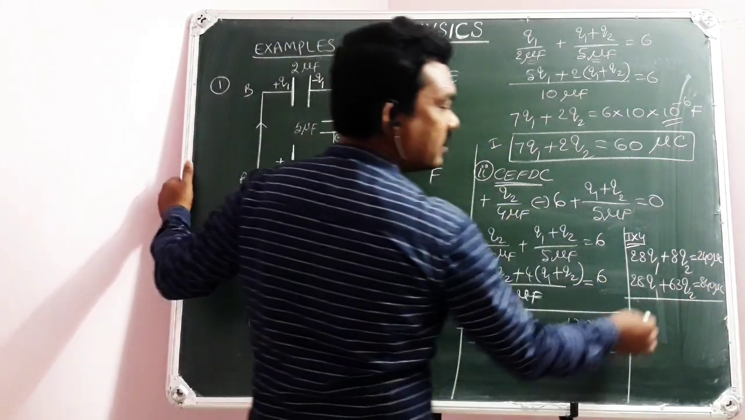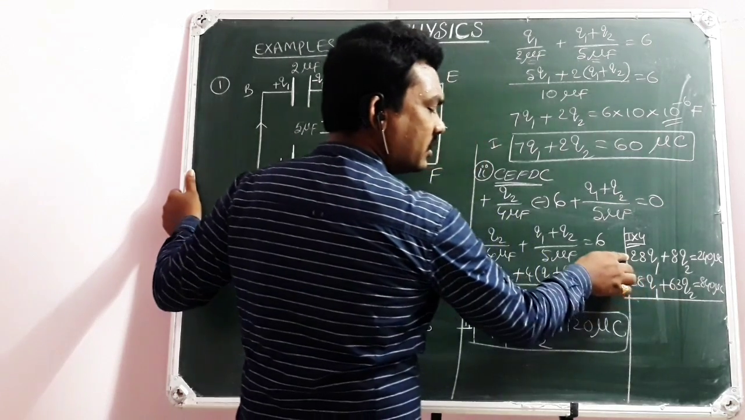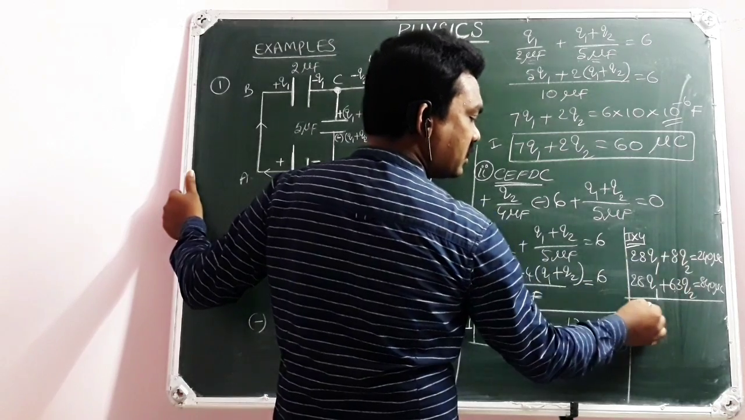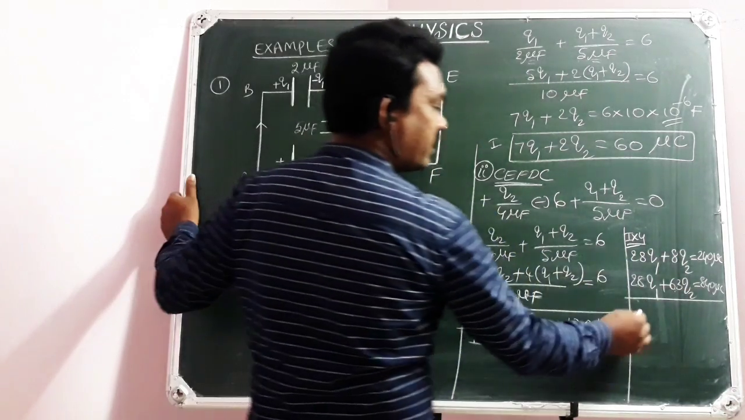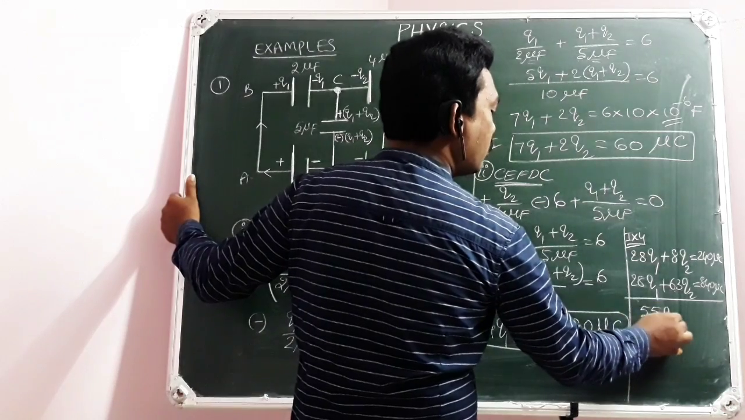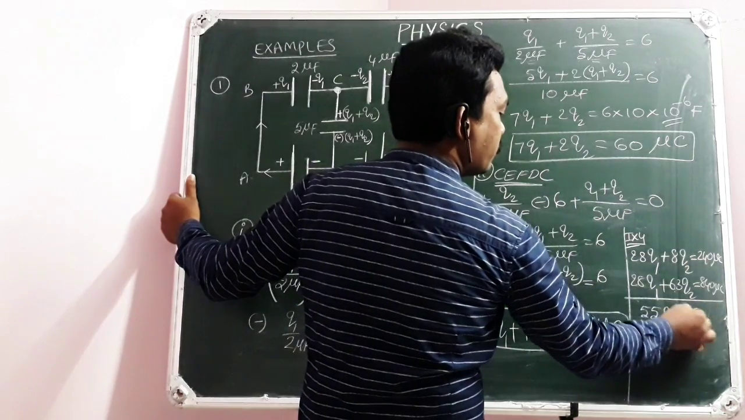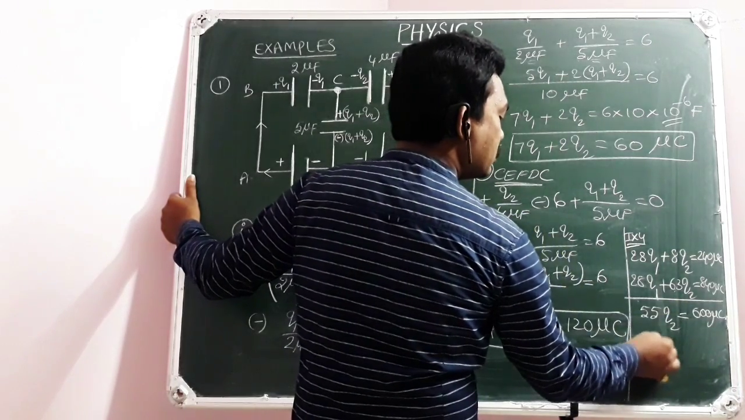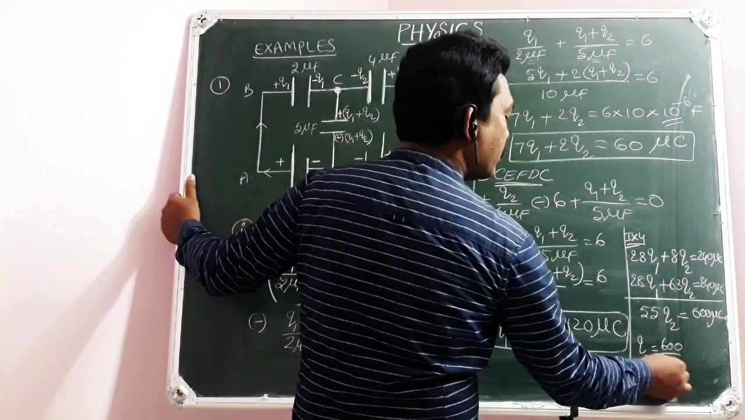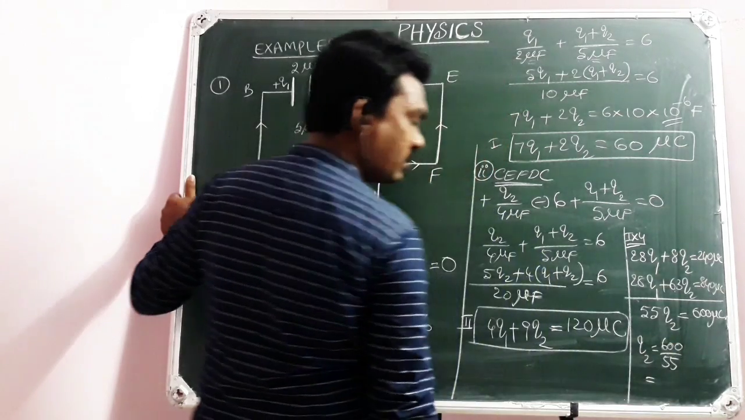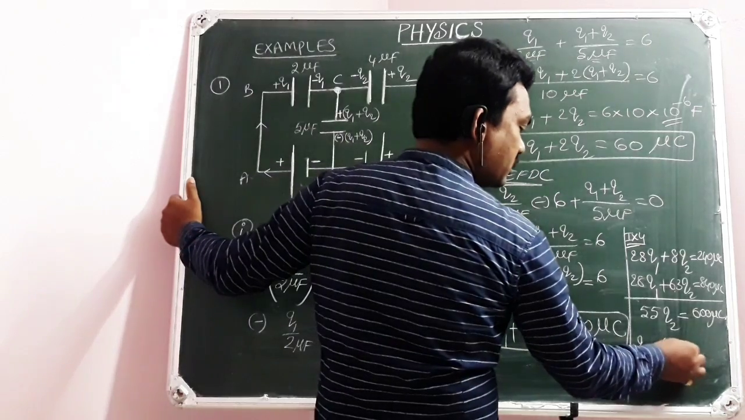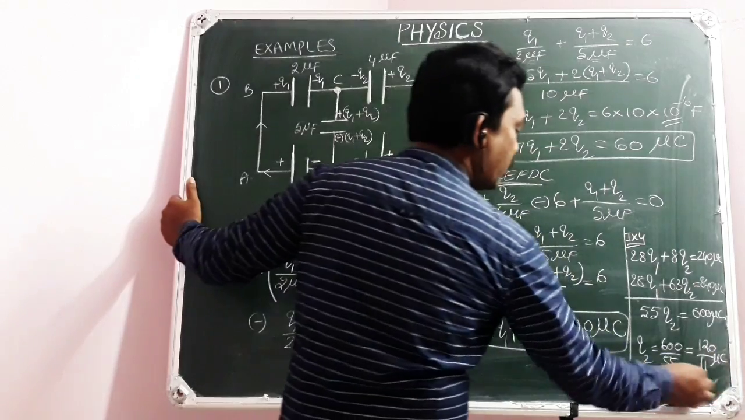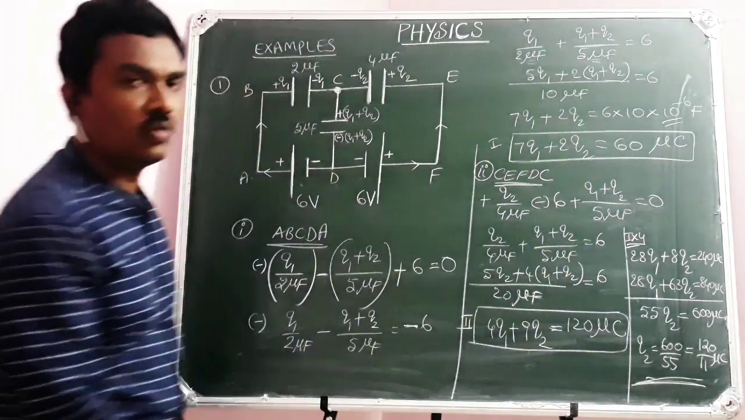Q1 gets cancelled. Now here either this minus this or this minus this, however it is. 63 minus 8. How much? 55, I think. 55 Q2 is equal to 840 minus 240, which is 600 microcoulombs. Then Q2 is equal to 600 by 55. 600 by 55 means you can cancel by 5. So it is 120 by 11 microcoulombs. Q2 is 120 by 11 microcoulombs.